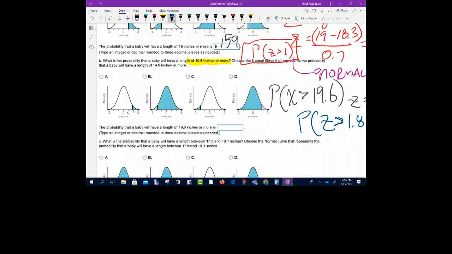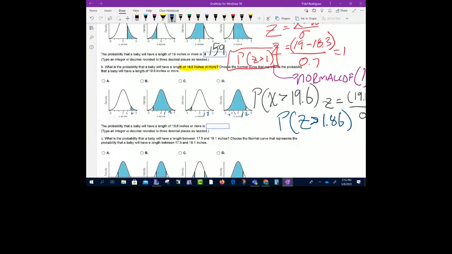So if it helps, look, that's 1, that's 2, and going the other way, minus 1, minus 2, so on and so forth. Which one looks like it's about starting at 1.86? A, right? And you say, why A? Because look, it's right before 2. All righty. Now we're going to do the same thing. We're just going to go with our normal CDF.